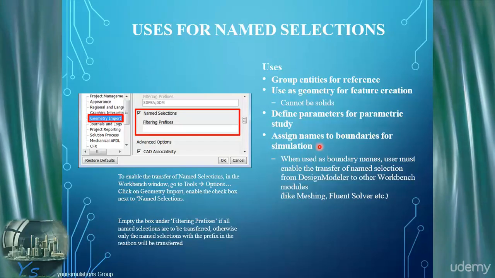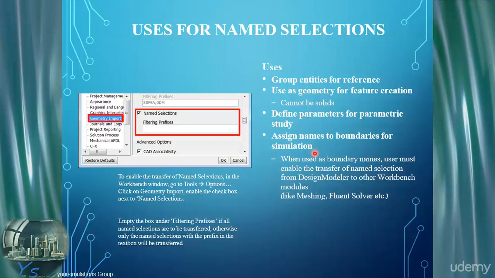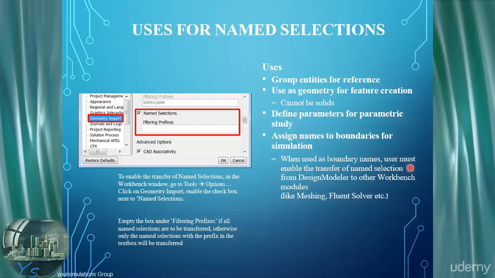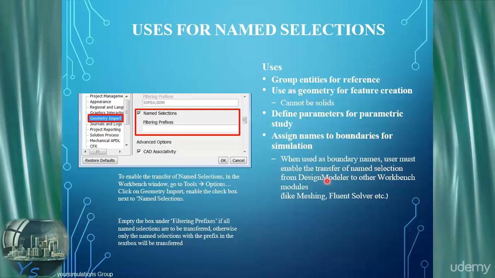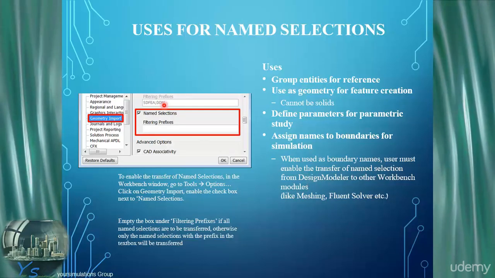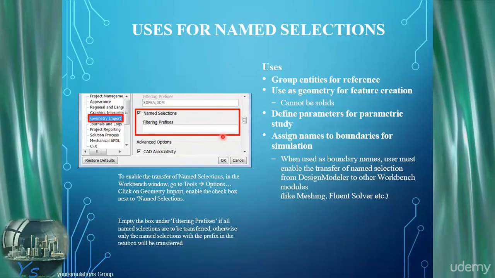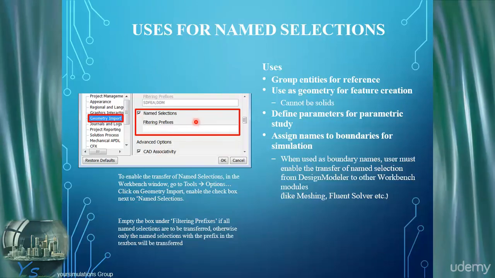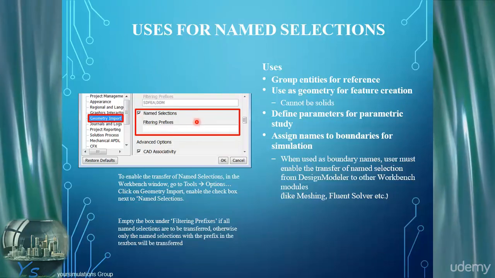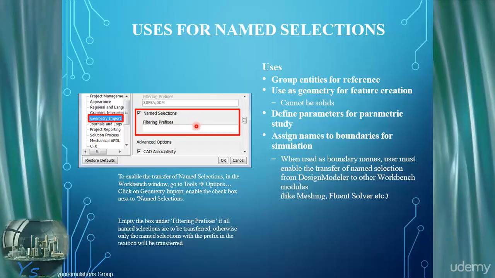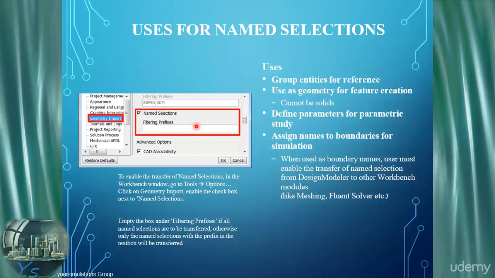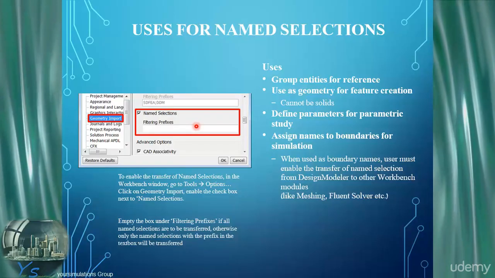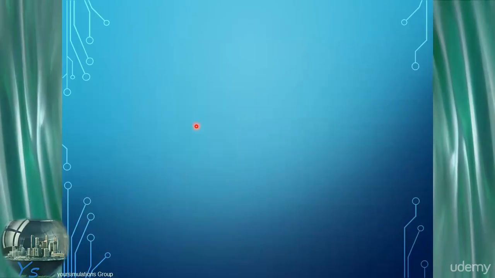When we use boundary names, the user must enable the transfer of the name selections from design modeler to another tool. But once we've allowed the options panel here to allow name selections to be transferred, this will allow those name selections to be easily transferred from one tool within Workbench to the next tool within Workbench. For example, from design modeler through to meshing, and then through to the solving stage.